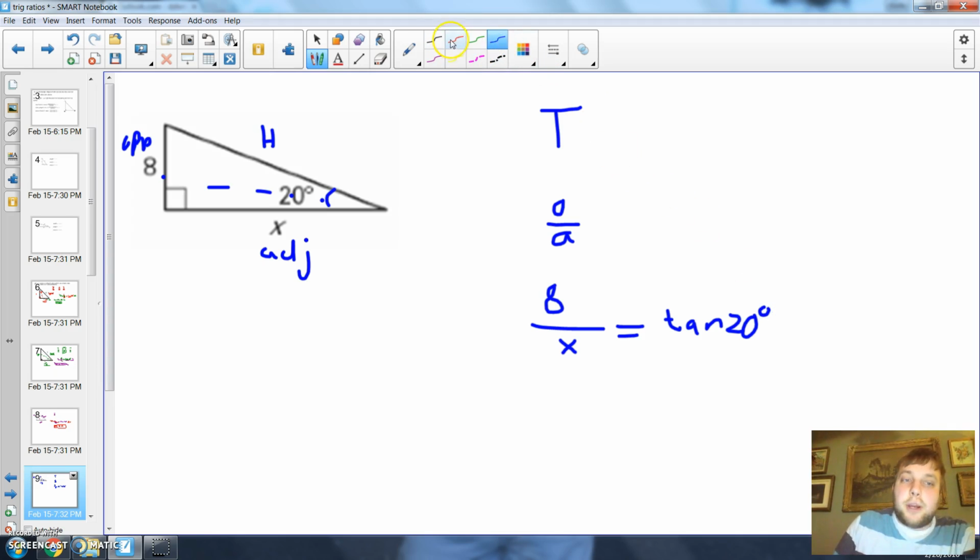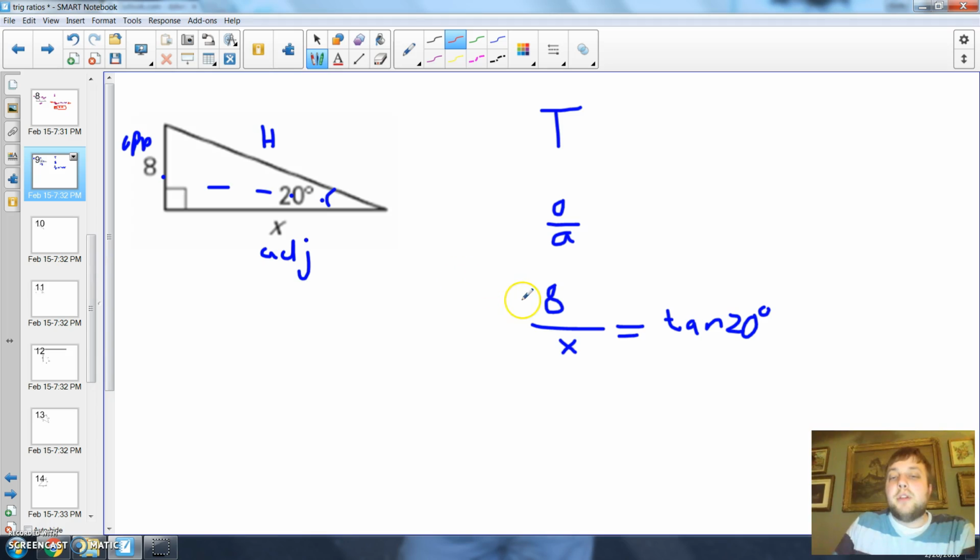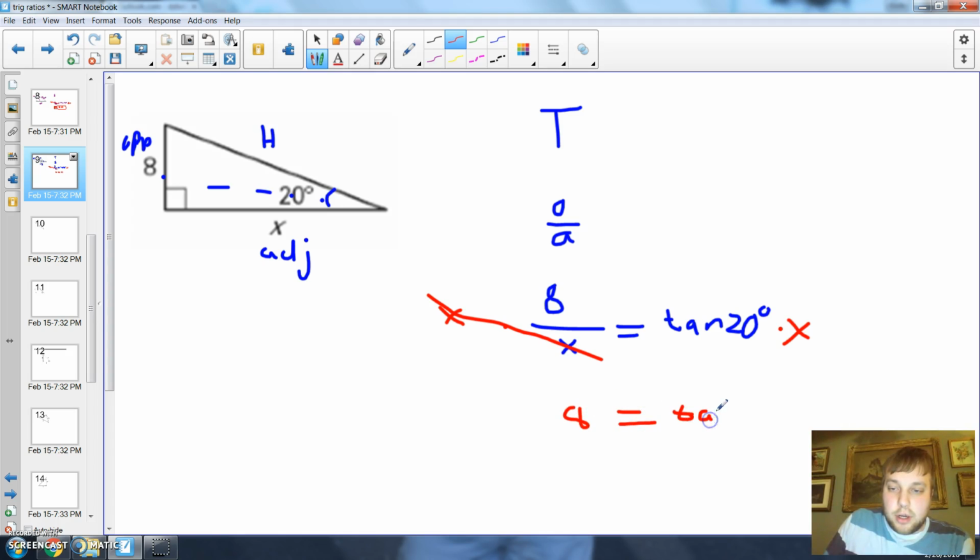All right, this one's a little tricky, and that's why I'm kind of finishing up here. We have quite a few more, but we're going to try and push through on this one. Notice X is in your denominator. If I multiply by X, it's going to bring the X over here. I never want X in the denominator. I always want an X to be in a numerator position. Now that's going to give me 8 equals tangent of 20 degrees times X.